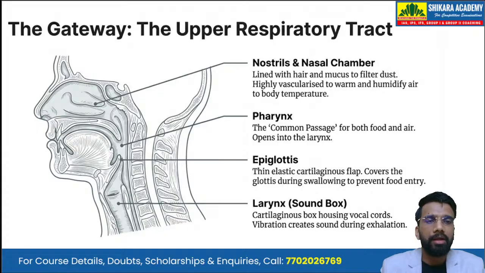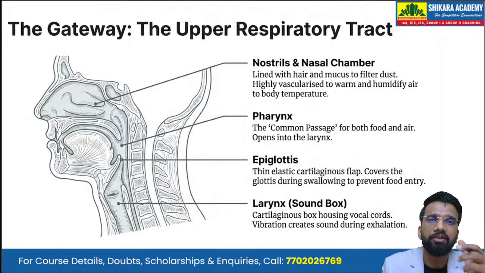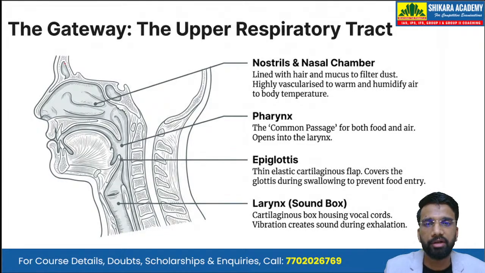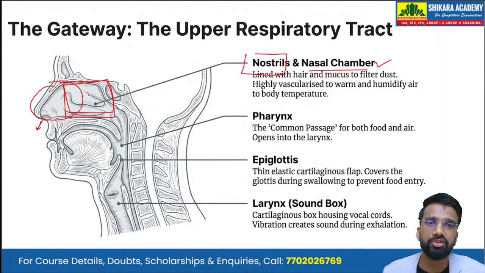Now let's discuss the different parts of the human respiratory tract, starting with the upper respiratory tract. In the upper respiratory tract, the respiratory system starts with the nostrils and the nasal chamber. So it all starts in the nose. This is the nostrils, and here we have the nasal cavity or the nasal chamber.